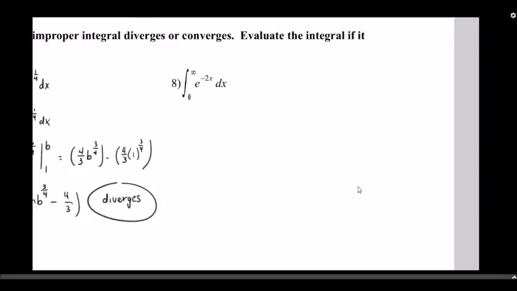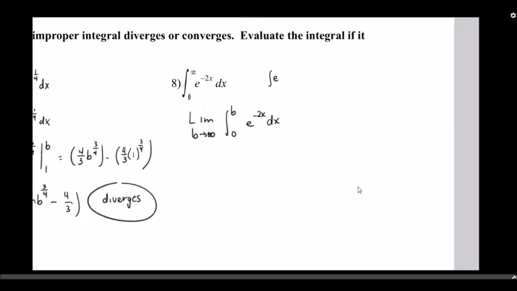Okay, for number 8, we're going to again turn it into a limit problem. And since the upper limit or the upper bound there is infinity, we're going to use b. The limit as b approaches infinity. And then we're going to go from 0 to b now of e to negative 2x.